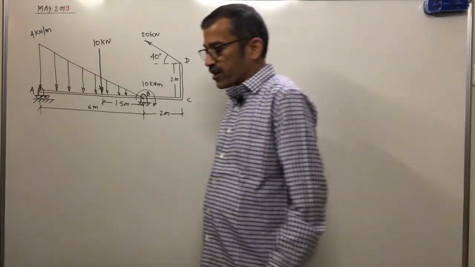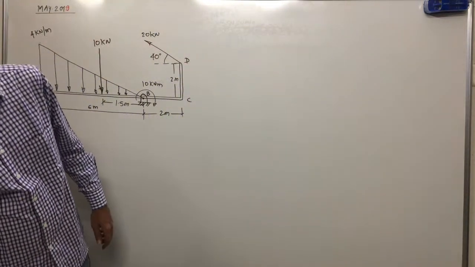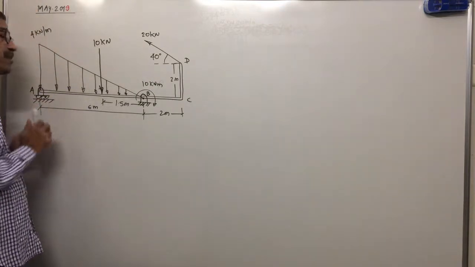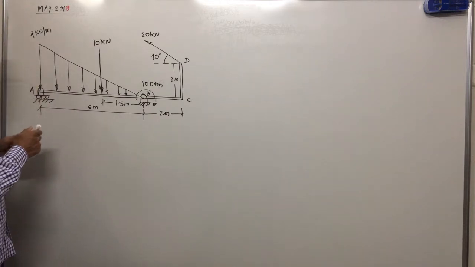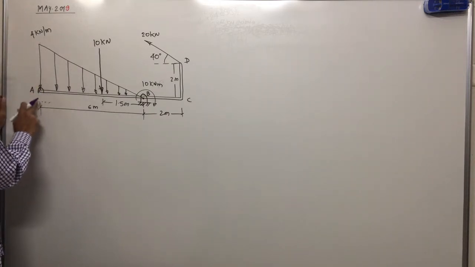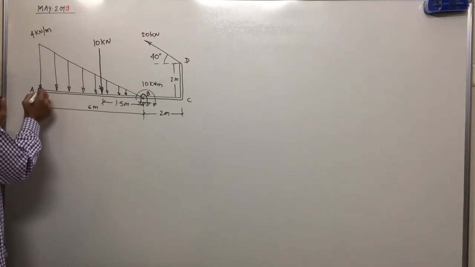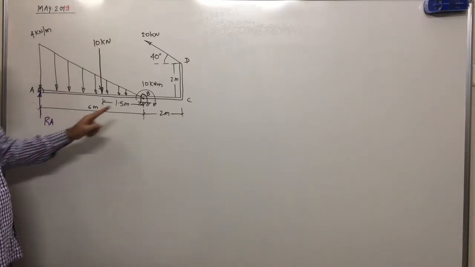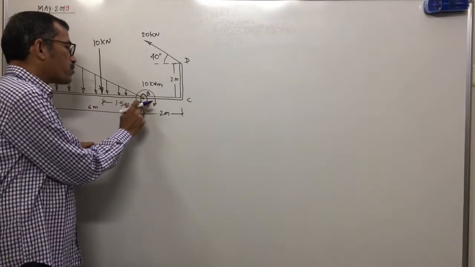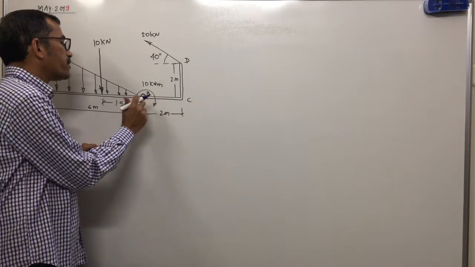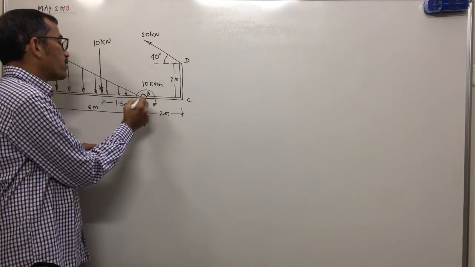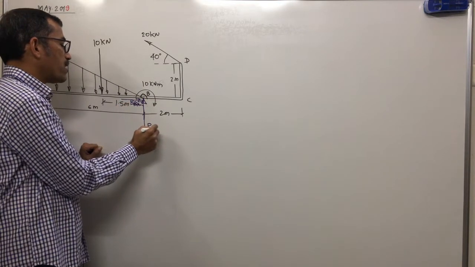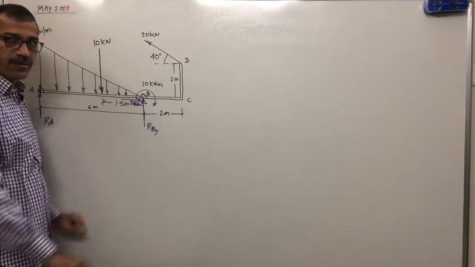First step in solving any problem is what? We'll draw the free body diagram. That means we'll remove supports and represent support reactions. At A there is a roller support. Whenever there is a roller support, how many reactions will we get? Only one reaction, perpendicular to the contact surface. That means here we represent RA. At B there is a hinge support. Hinge support means two components of reaction, horizontal and vertical. This is RBX, horizontal component, and this is RBY, vertical component. This is our first part.